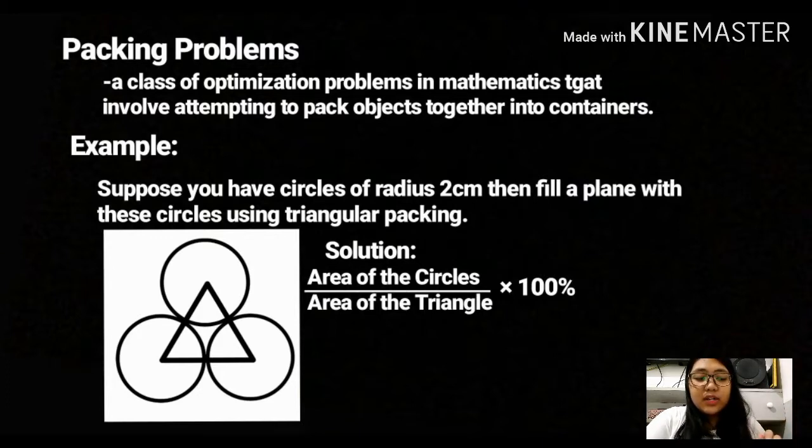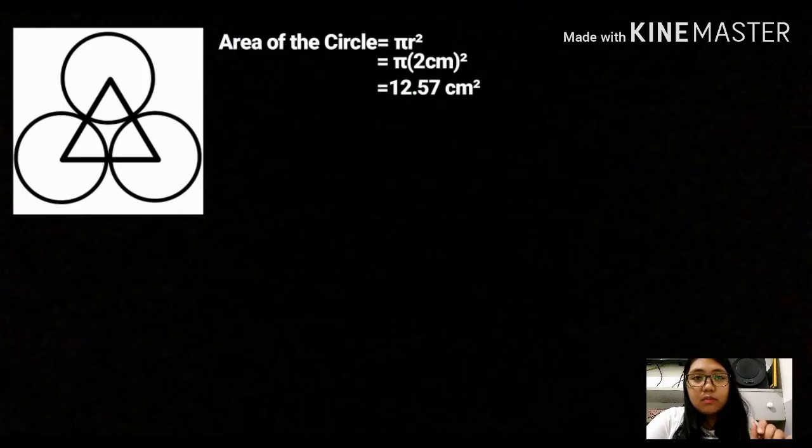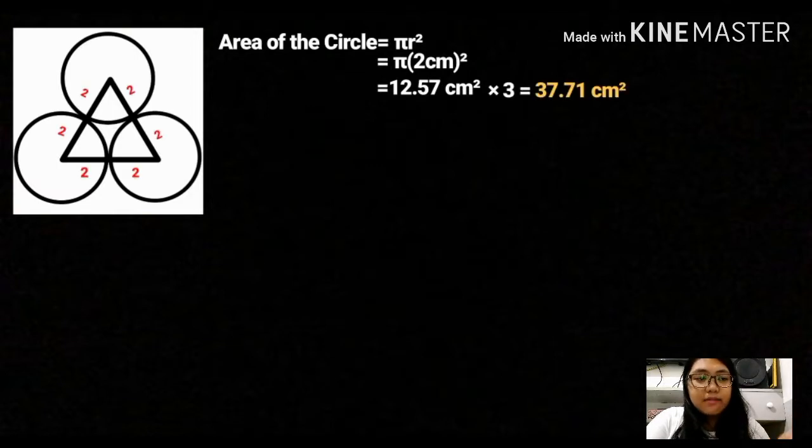First, we need to get the area of the circle using the formula pi r squared. Since we have a given radius of 2 cm, we just have to substitute the value. Then put that on your calculator, and you'll get 12.57 centimeters squared. Then we just have to multiply it by 3 since we have 3 circles inside the triangle. Then you'll get 37.71 centimeters squared, and that will be the area of the circles.